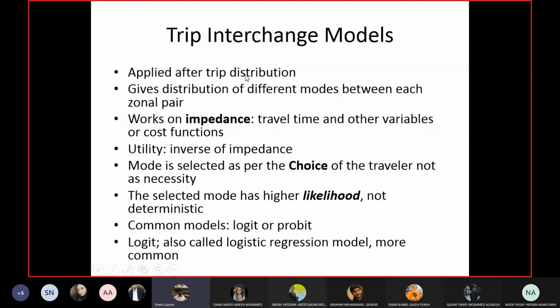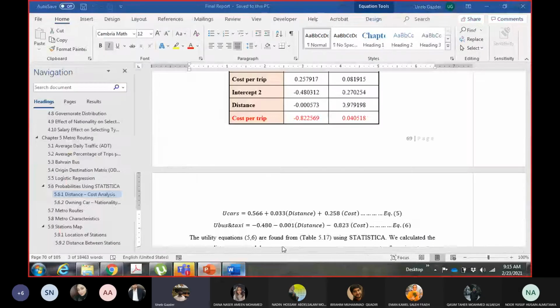Now within trip interchange models, we have different categories. The most common categories are logit and probit models. The one which I was showing was a logit model. Logit is the short form. The full form is logistic regression model. Why do we call it regression? Because of the equation which I showed you. This form is known as the regression equation.